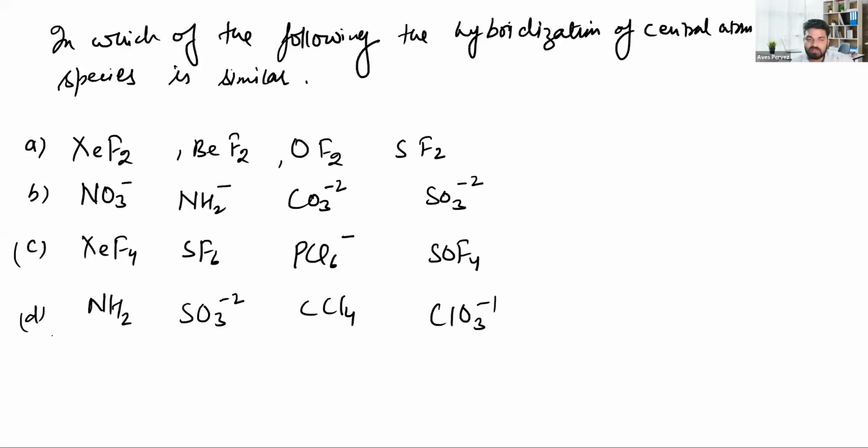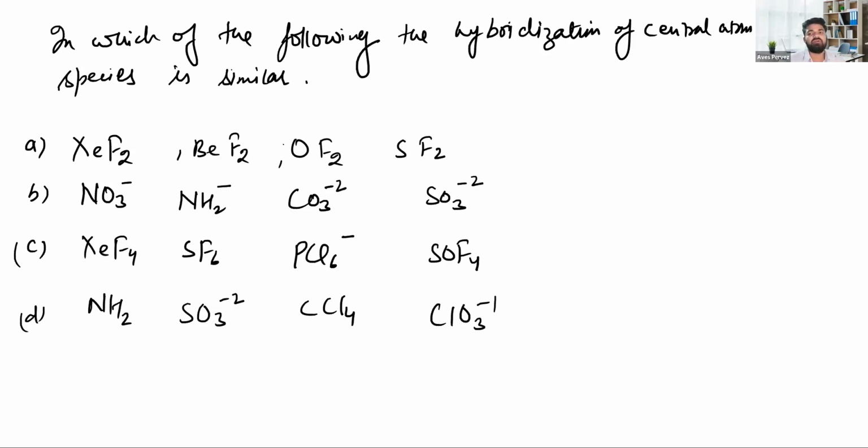So which of the following is going to have the same hybridization? The central atom is going to have the same hybridization. So you can check in this one that this and this are going to have the same because they are going to have the same atomic number, same valence electrons. But here this is not going to have the same. Why? Because the central atom beryllium has only 2 electrons, but here we have 6. So their hybridization will change.